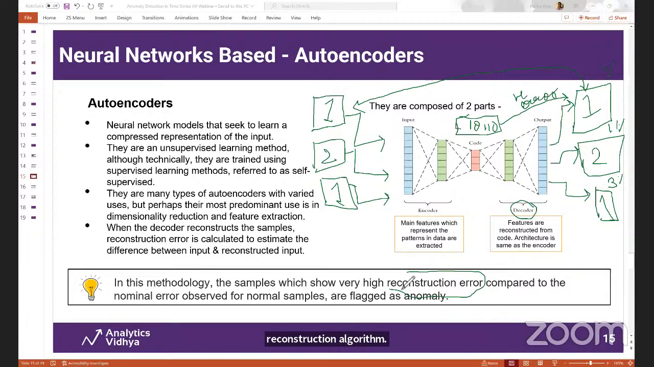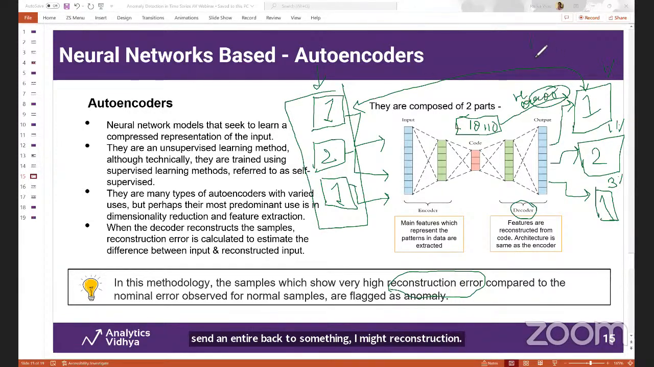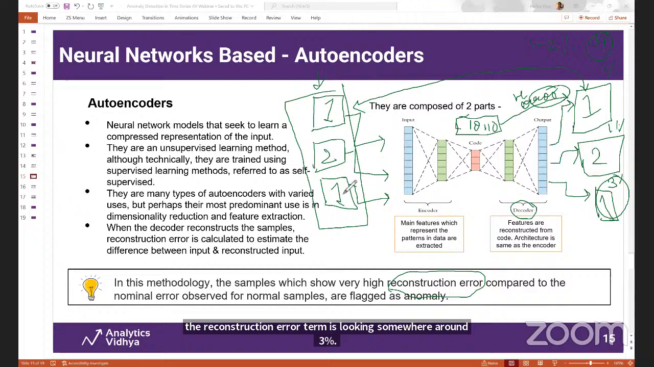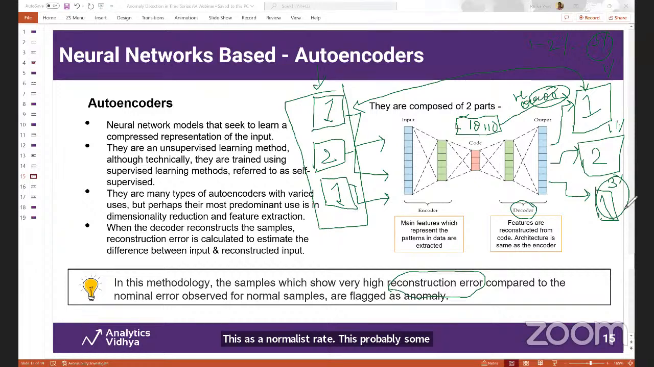So what is happening over here is, if I send an entire batch of samples and my reconstruction error ranges somewhere between 1 to 2%, which is my bound, and then I see that, hey, for this particular sample the reconstruction error is around 3%, this is anomalous, right? There's probably some problem in the data where my autoencoder is facing challenges to recreate the input that I sent. This is how we do anomaly detection using autoencoders.